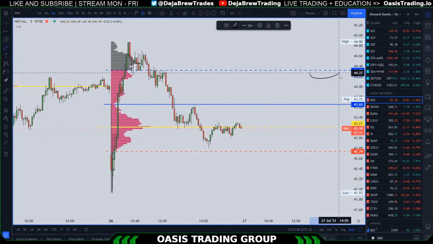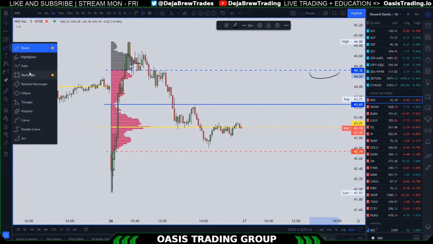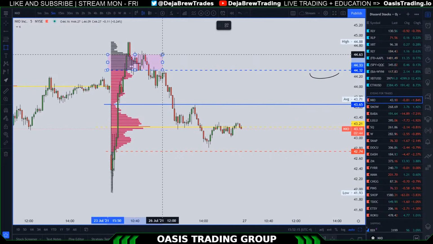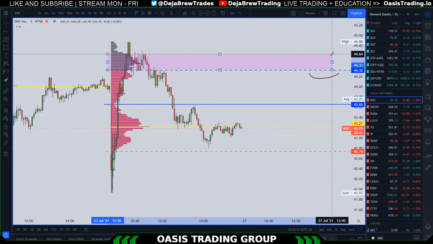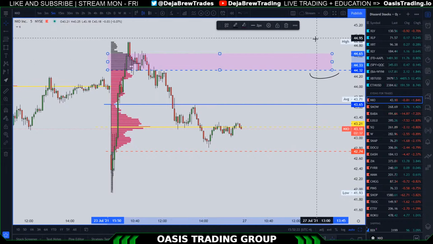If Neo starts to break above 44.32, we have a little bit of resistance above that because of this node right here. But once we get above that node, this thing could go soaring. So make sure you watch that.